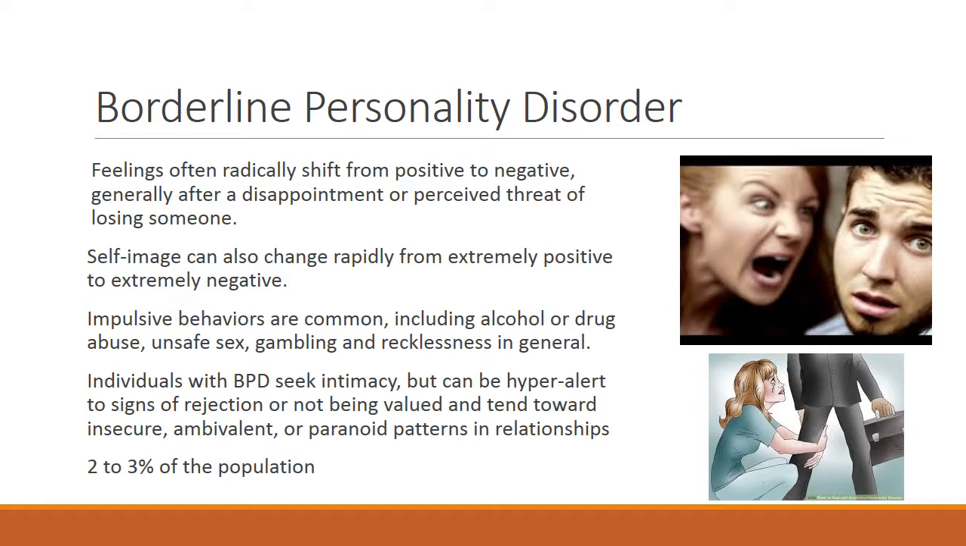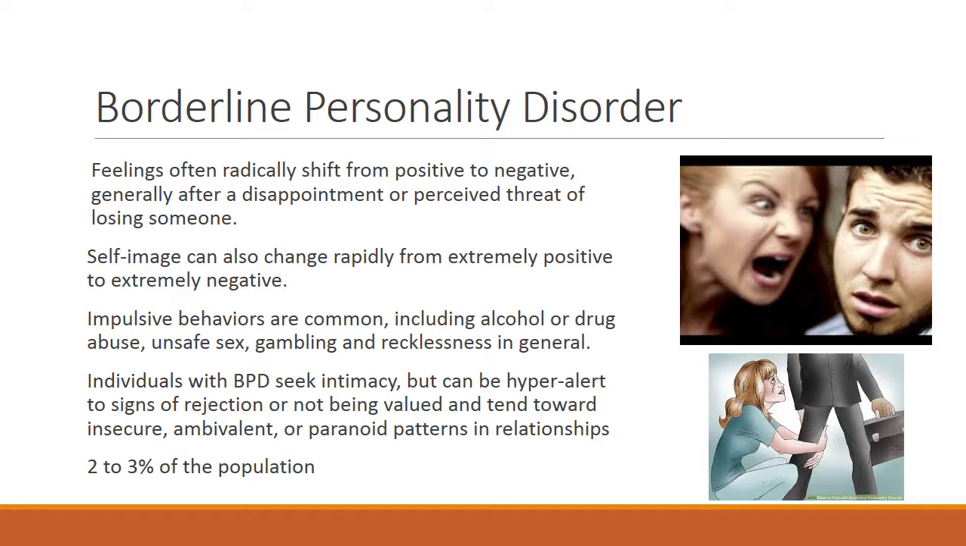The next one is borderline personality disorder. This is somebody whose behavior seems to shift radically in a matter of seconds. They can shift from positive to negative, generally after they feel disappointed or they perceive a threat of losing someone. Their self-image can also change rapidly from extremely positive to extremely negative. This is someone who's feeling good about themselves at 12 o'clock, and at 12:04, one minor comment by a stranger on the street will have them literally believing that they are the worst person on earth.